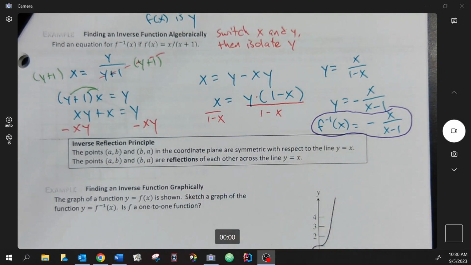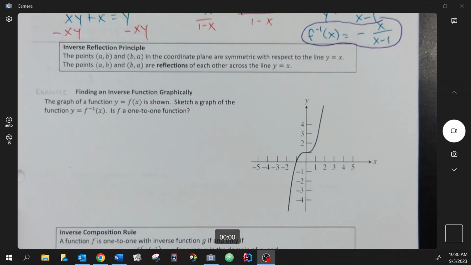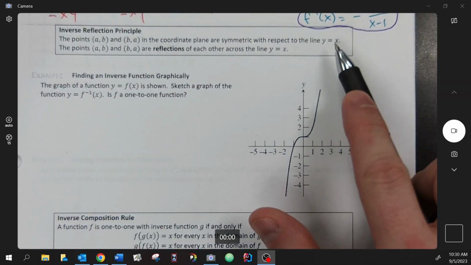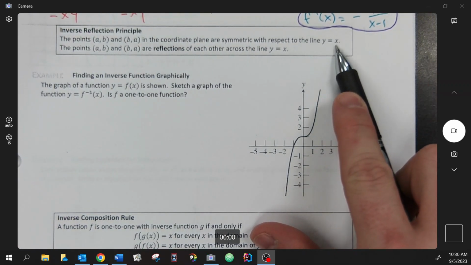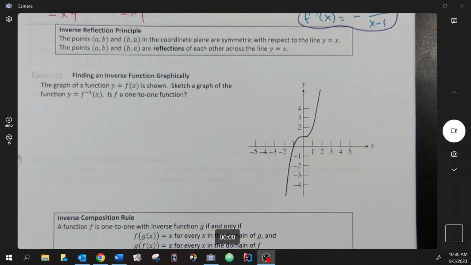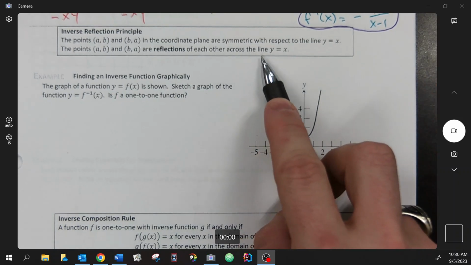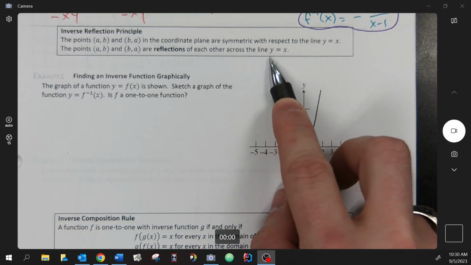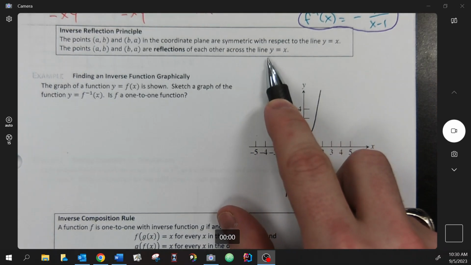If you can recall from geometry, switching x and y is the same as reflecting over the line y equals x. If you don't recall that from geometry, no big deal. But that's what it is. Two graphs are inverses of each other if they are reflections over the line y equals x. Every x becomes a y, every y becomes an x.